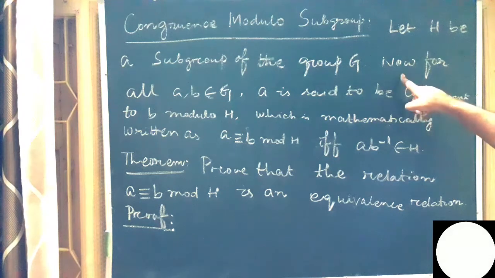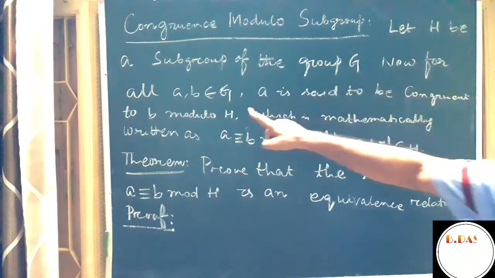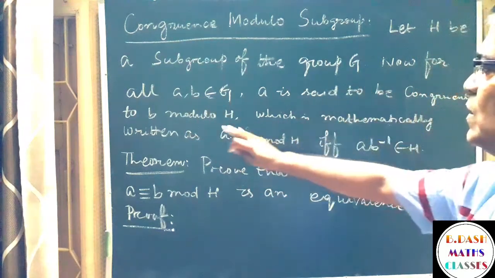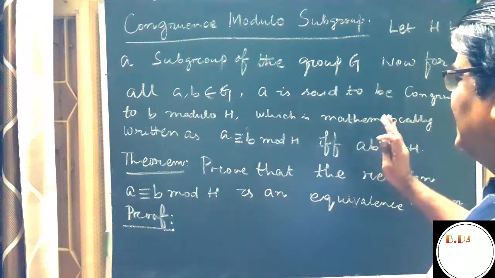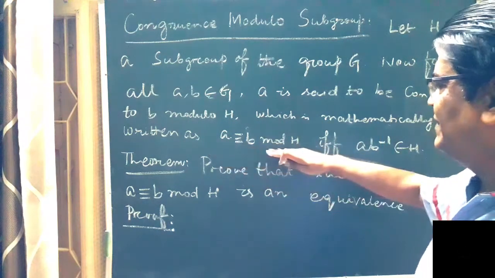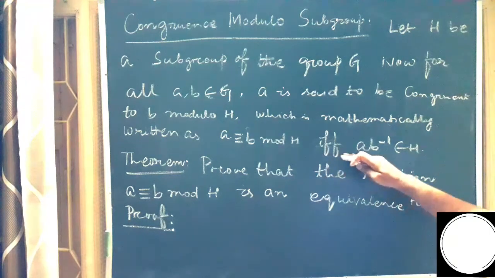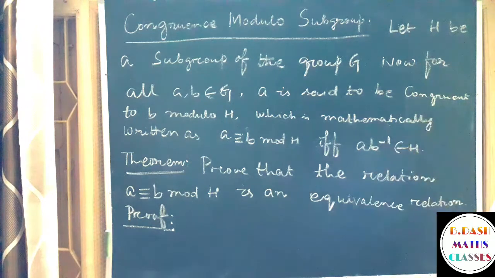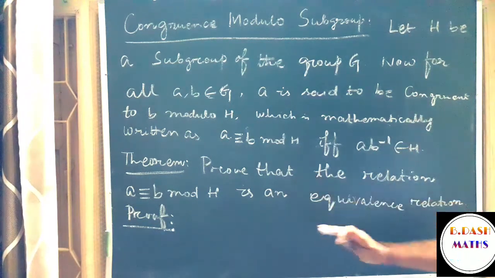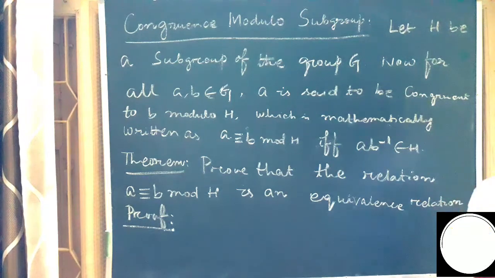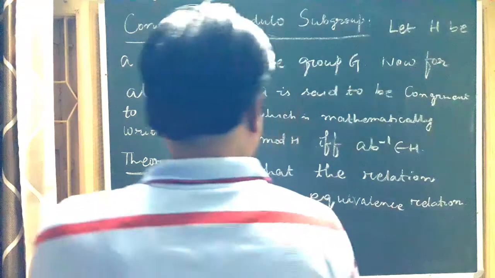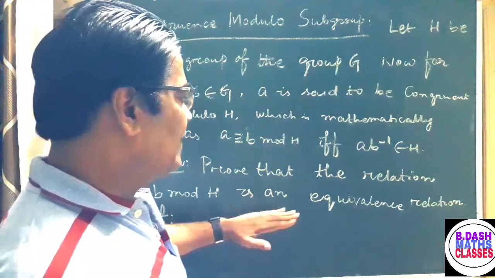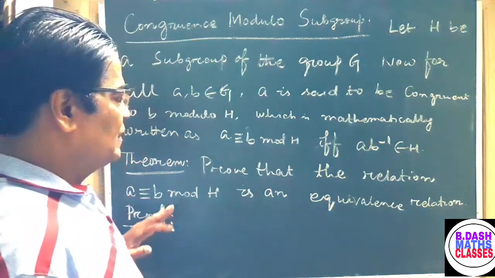Here we are taking two elements from G. a is said to be congruent to b modulo H, and mathematically we can symbolize this if and only if a b inverse belongs to H. So now our aim is to establish that this relation is an equivalence relation. So prove that the relation a congruent to b mod H is an equivalence relation. So we will prove this.